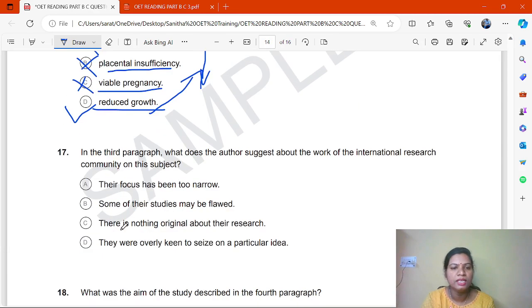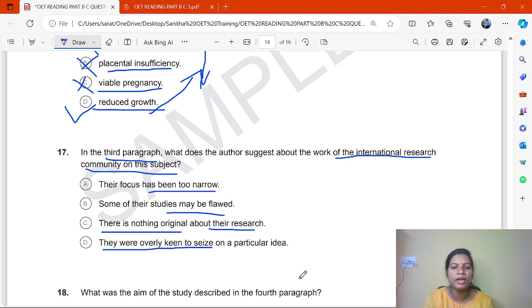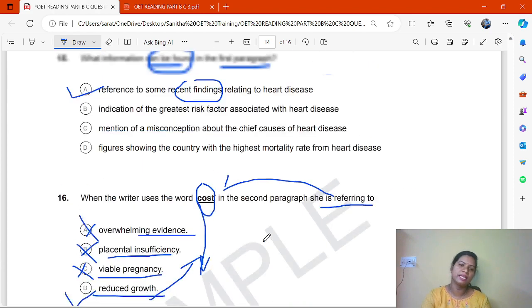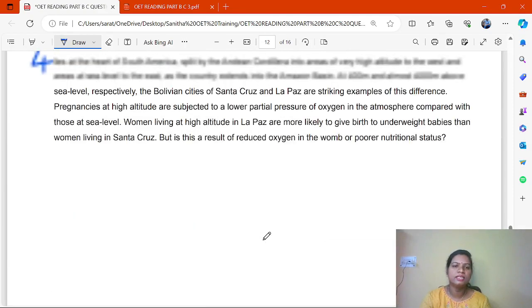Third question. In the third paragraph, what does the author suggest about the work of the international research community on this subject? Their focus has been too narrow. Some of their studies may be flawed. There is nothing original about their research. They were overly keen to seize on a particular area. These are the options given. Then we are going to read the third paragraph.